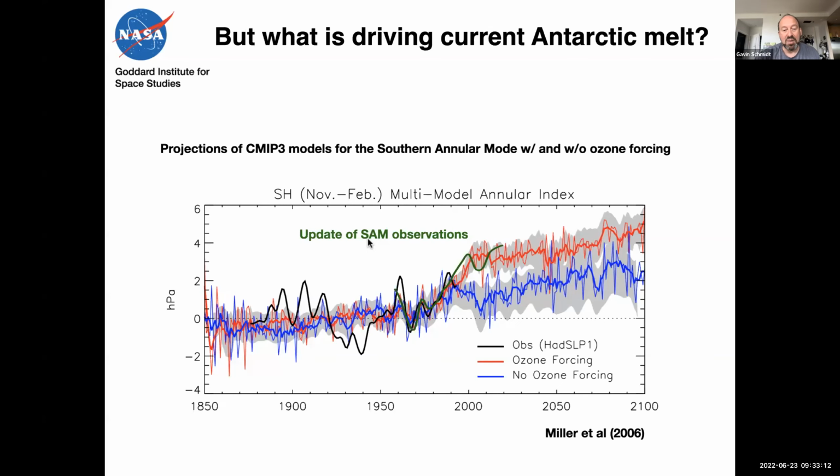And since this was published, I've added in the observed changes in the green line, and you can see that the models with the ozone forcing actually had a skillful prediction of what would happen to the southern annular mode. And so I think we should go back to our previous predictions more often than we actually do, and in this case we did quite well, collectively.